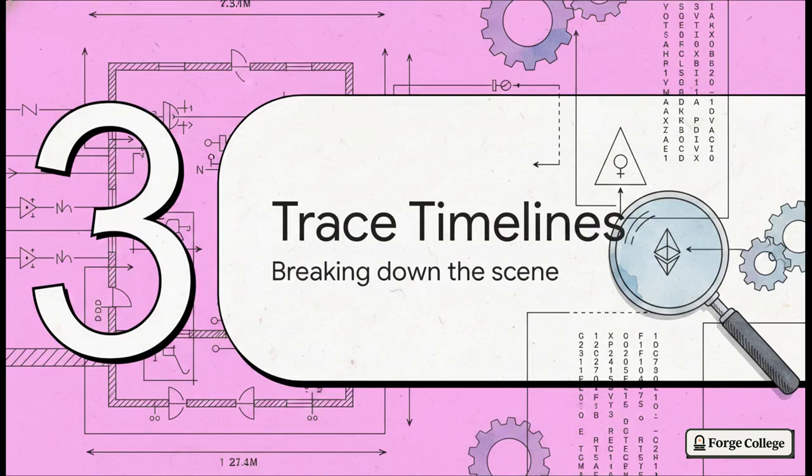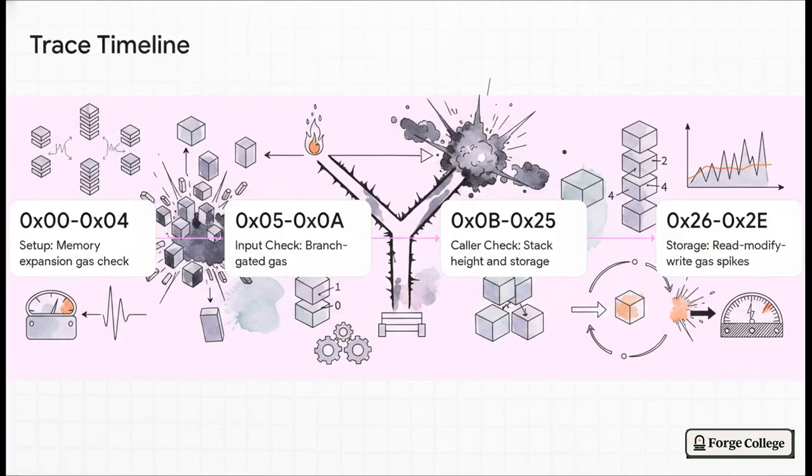All right, Section 3. Reading trace timelines. Let's pull out the blueprints, look right at the crime scene, and see how this builds our case line by line. In Step 1, the setup from hex 00 to 04 usually involves cheap memory writes. But if they exceed allocated memory, boom, you trigger a massive memory expansion gas check. Step 2 is an input check using called data size and a conditional jump. This introduces branch-gated gas, meaning one path is cheap and the other is wildly expensive. Step 3, the caller check, is where stack height gets tested while addresses are being compared. And finally, Step 4, the storage phase. This shows a classic read, modify, write sequence where gas consumption can just absolutely spike based on the slot's history.